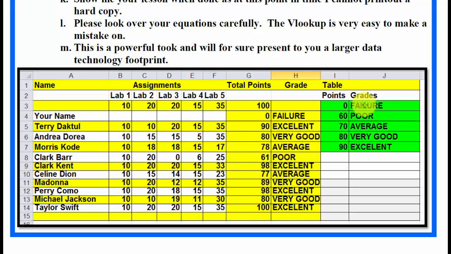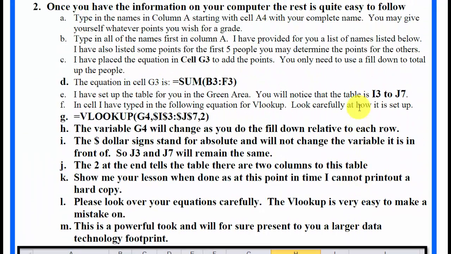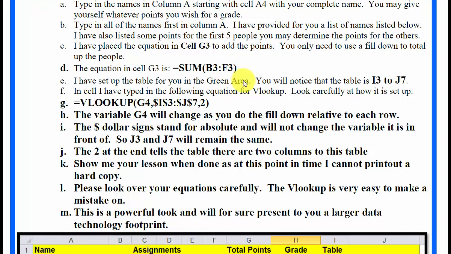Excellent, very good. Now, this is a table. The table over here, you'll notice, starts in cell I3 and goes down to J7. And there's two parts to it. And we'll show you how to do that. Okay? Now, up here again, you'll notice that it says we'll place the equation in cell G3 to add your points, and you only need to do a fill down. And the equation in G3 is really quite simple. It's equal sign, sum, left parenthesis, B3 colon F3. Okay? Now the table we said was I3 and J3.